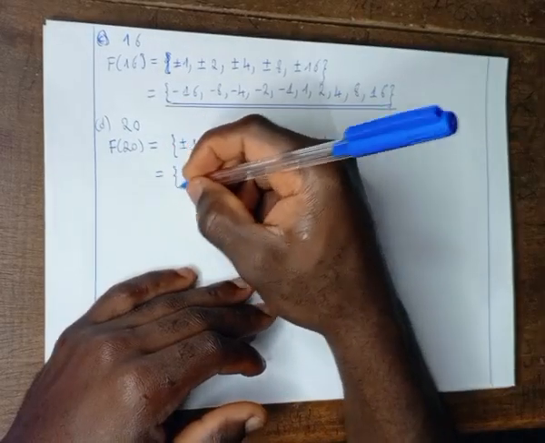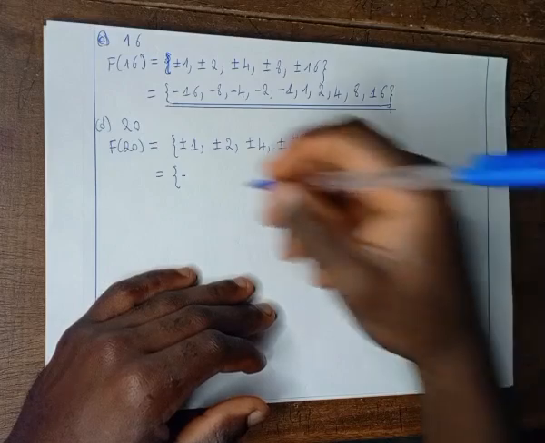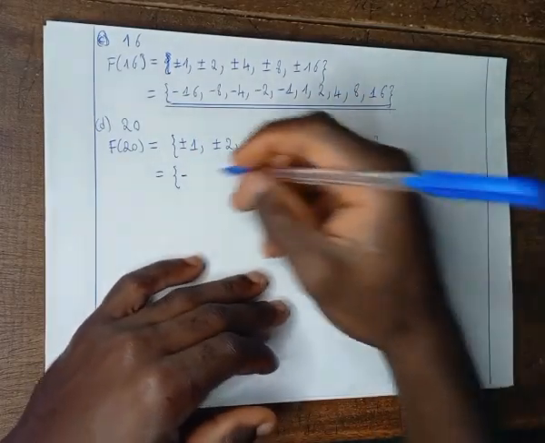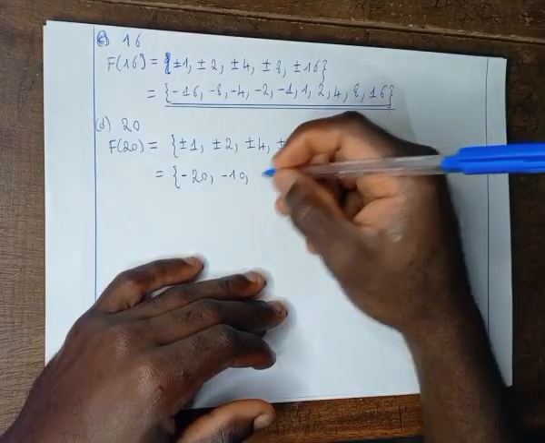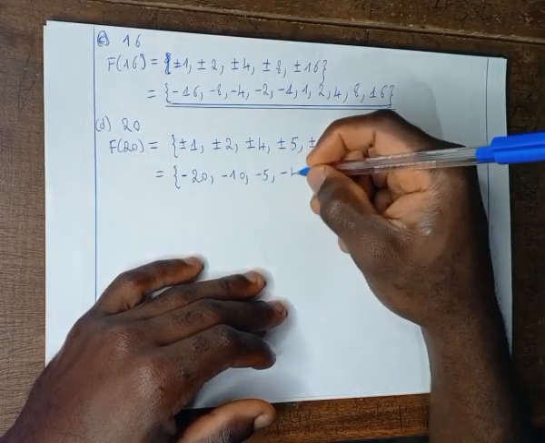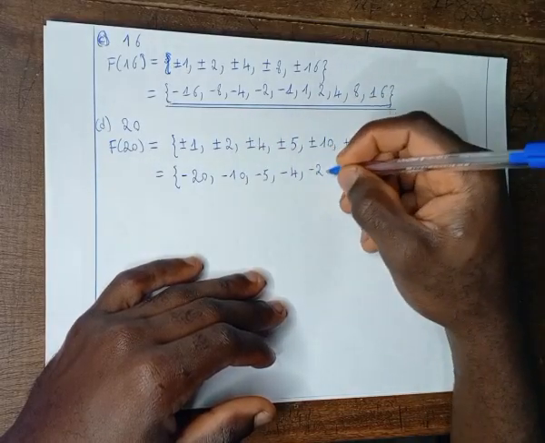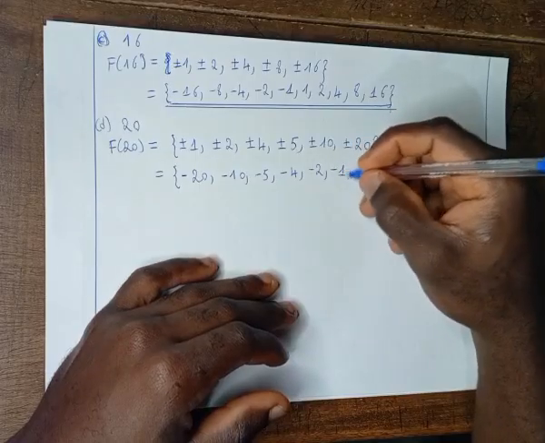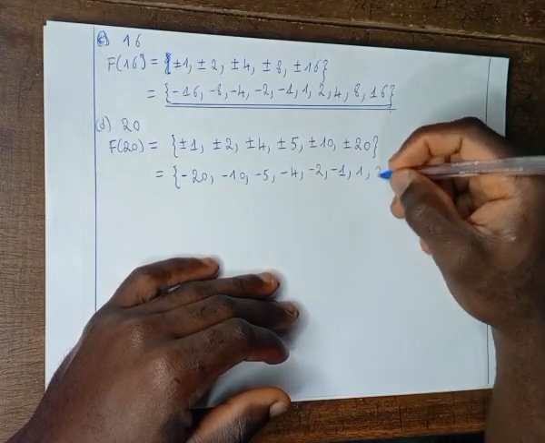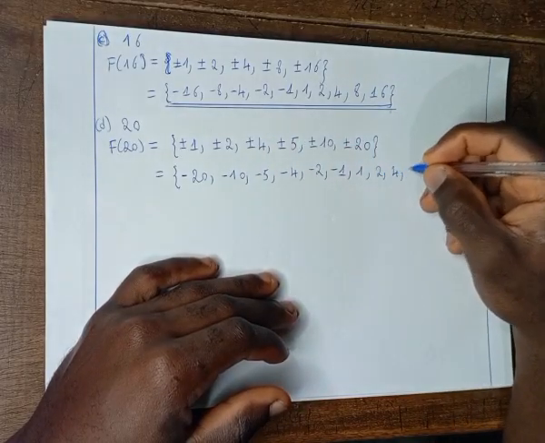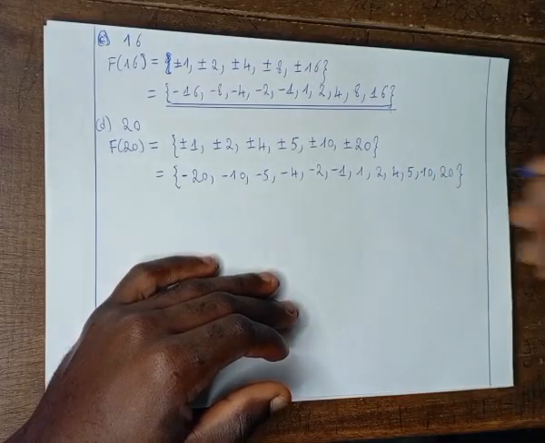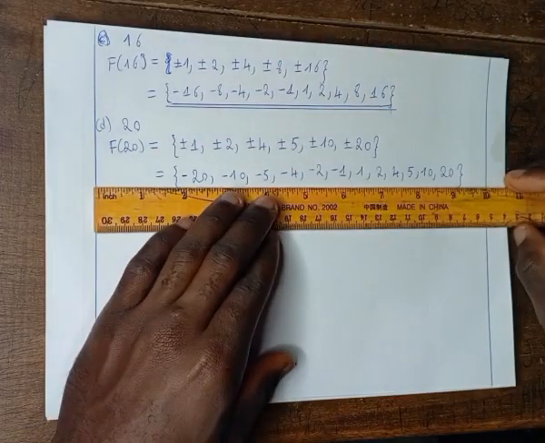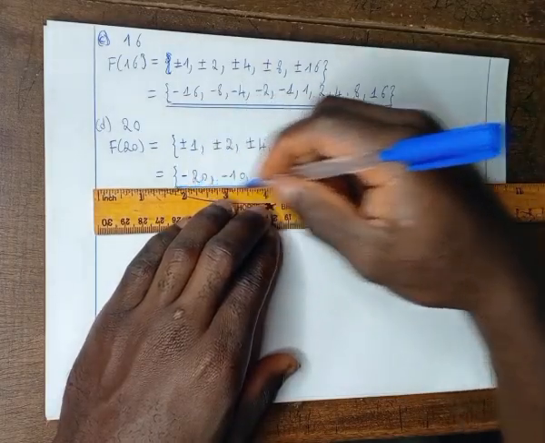So this will simply be equal to, write out the negative factors first. Start from -20, -10, -5, -4, -2, -1, 1, 2, 4, 5, 10, and lastly 20. We are done with the factors of 20.